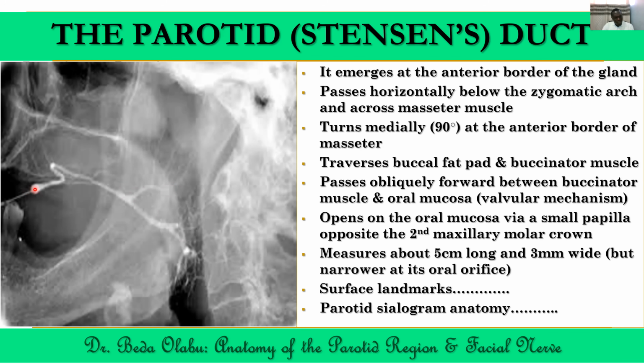So this shows you the region of the valvular mechanism. Then this shows you the region where it's piercing the buccinator. And this is the region where it's turning from the masseter, the 90 degrees turn we talked about. And when you trace this one posteriorly, you'll see that the duct is formed by union of 2 and sometimes 3 ducts just before the duct emerges in the anterior border of the parotid gland.